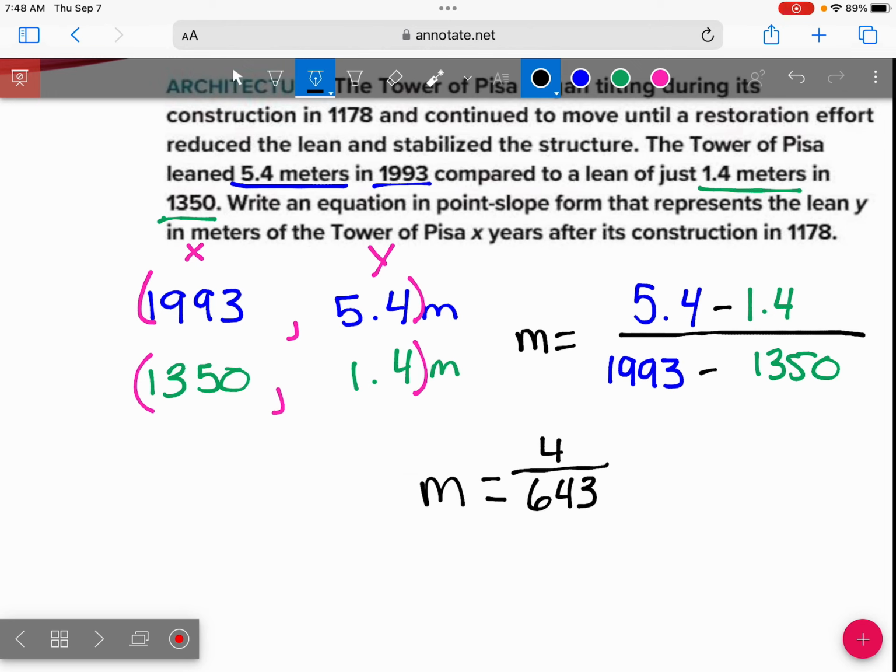643. So gross fraction, if you are anti-fraction and you would like it as a decimal, it's 0.006. We can also do it as the fraction, because again, we're not going to play around with it. We're just going to write it in point slope form and be done with it. So it genuinely does not matter which one we do. But what this tells me is that this is moving 0.006 meters per year.